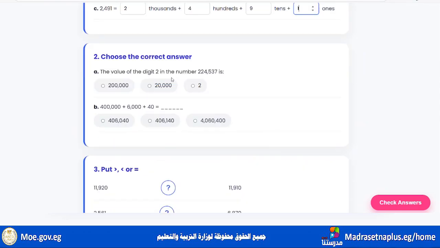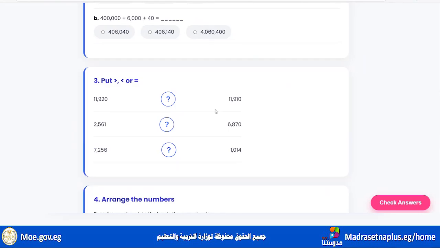Choose the correct answer. The value of the digit 2. We have 2, 2. This is a big mistake for it. So 220. You can choose any one of them. 400,000. This is expanded form. 400,000, 60,000, 40. That's not for you. 400. Yes, this one.